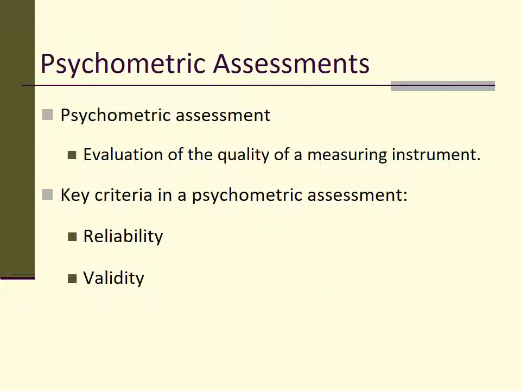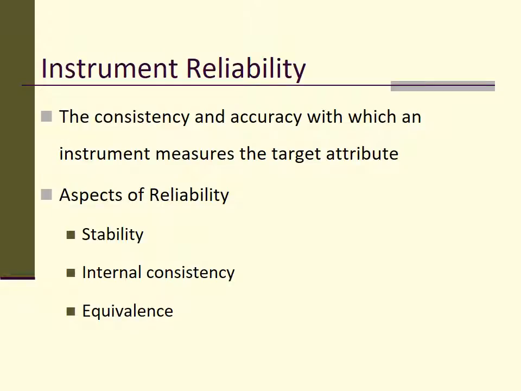A psychometric assessment is an evaluation of the quality of a measuring instrument. The key criteria in a psychometric assessment are reliability and validity in relation to the instrument. Reliability is the consistency and accuracy with which an instrument measures the target attribute. A reliable instrument will be accurate, meaning it measures the true score with a minimum amount of error. There are generally 3 aspects of reliability that are examined: stability, internal consistency, and equivalence.